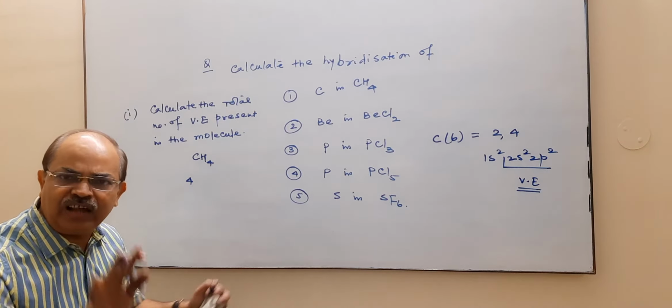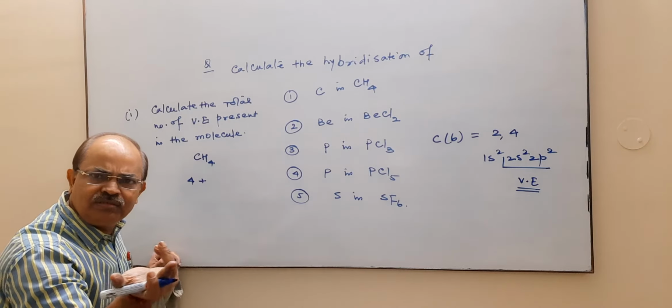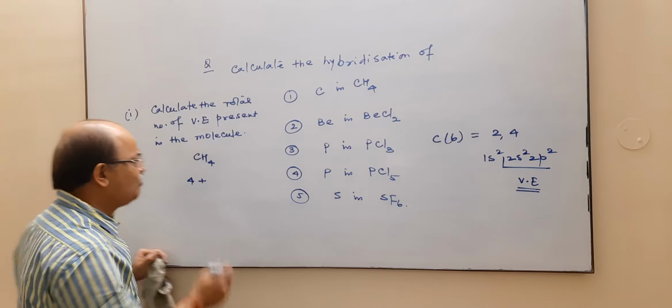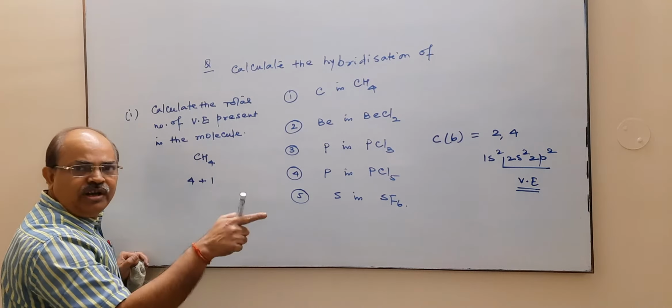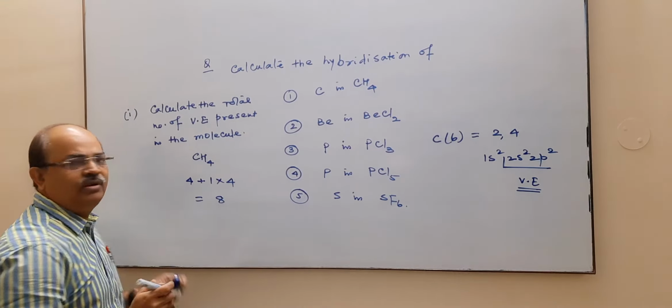तो कार्बन का 4 वैलेंस इलेक्ट्रॉन हो गया. Now what is the valence electron of hydrogen? 1. हाइड्रोजन का एटॉमिक नंबर 1 है, वही तो उसकी वैलेंस इलेक्ट्रॉन है, 1s1 है. But the number of hydrogen is 4. So 1 into 4. So total is your 8.